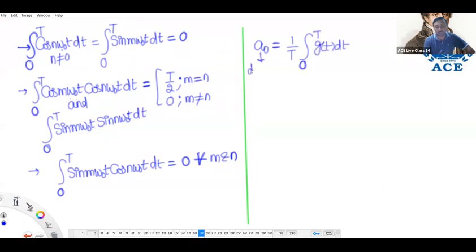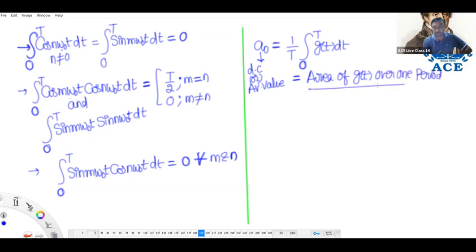This is the DC or average value. Of course, this formula I have already given you under periodic functions: area of the signal over one period divided by the fundamental period. That is a naught.